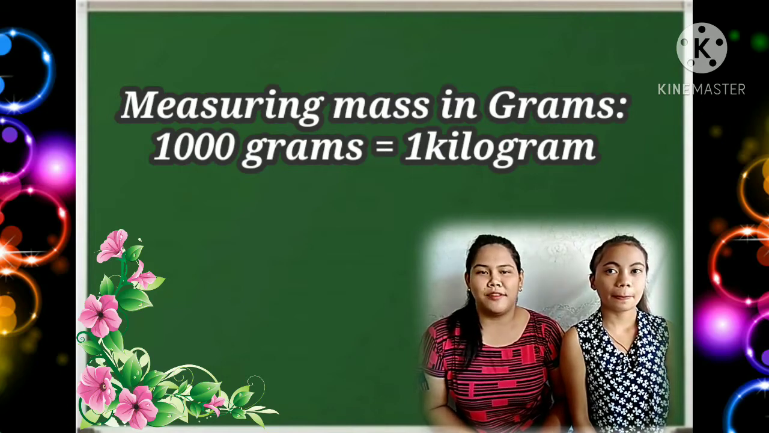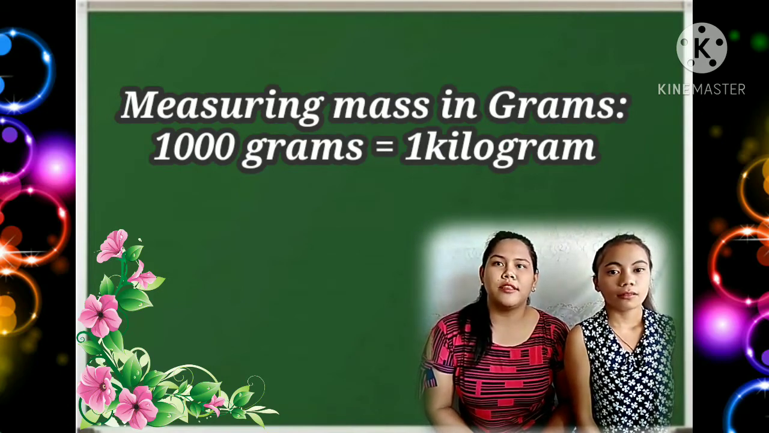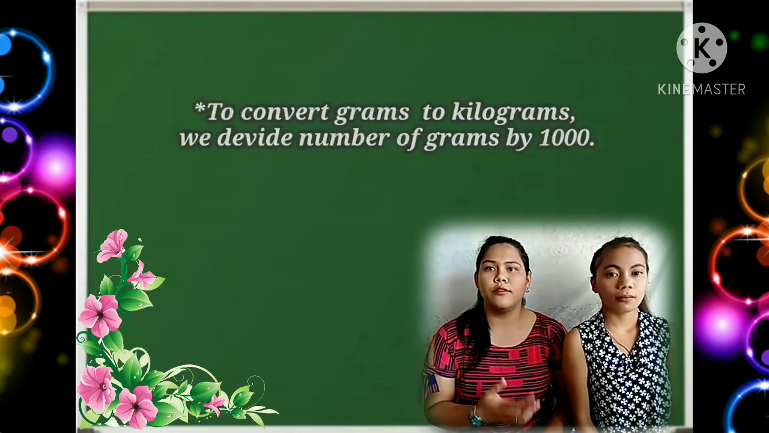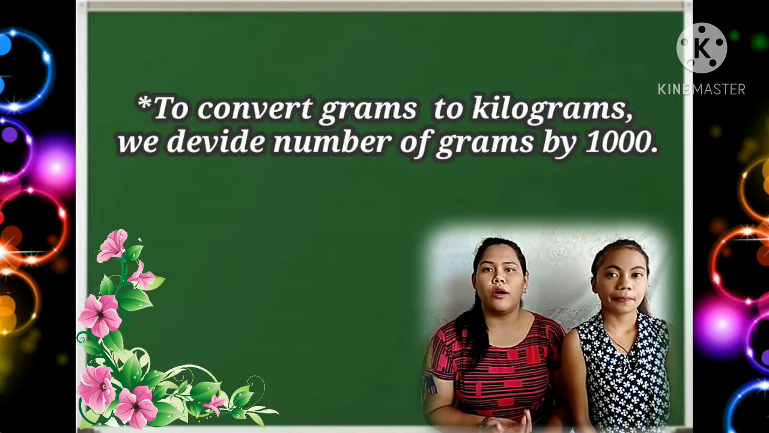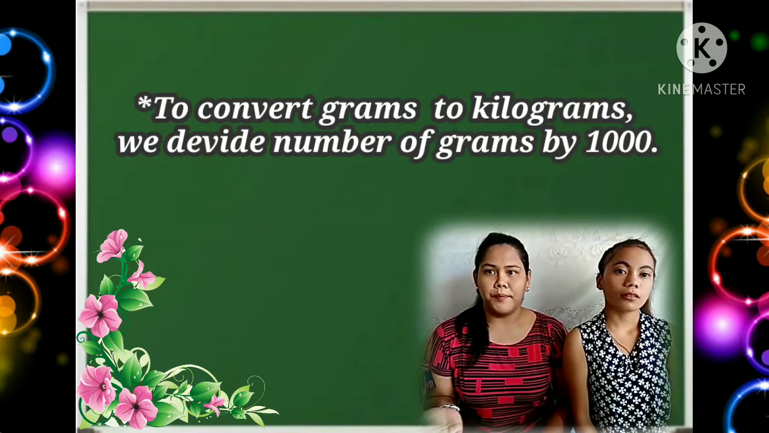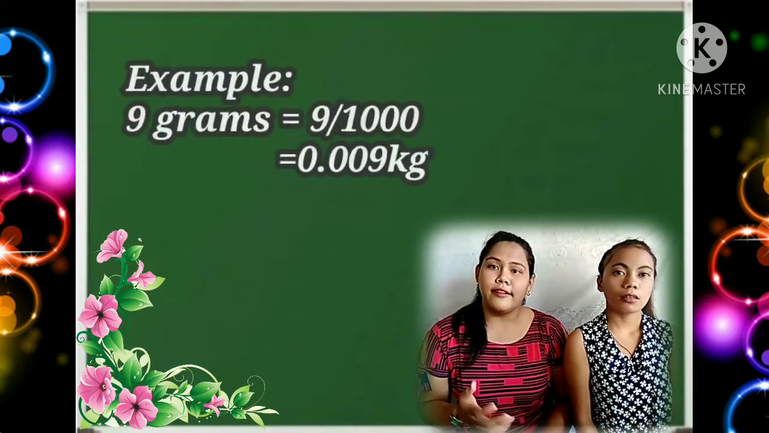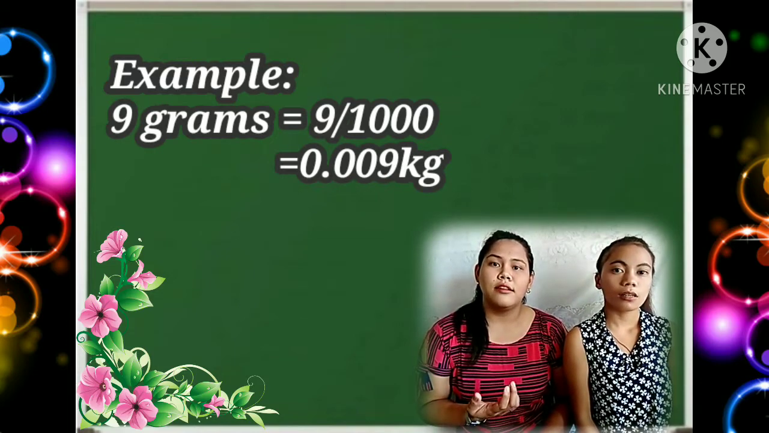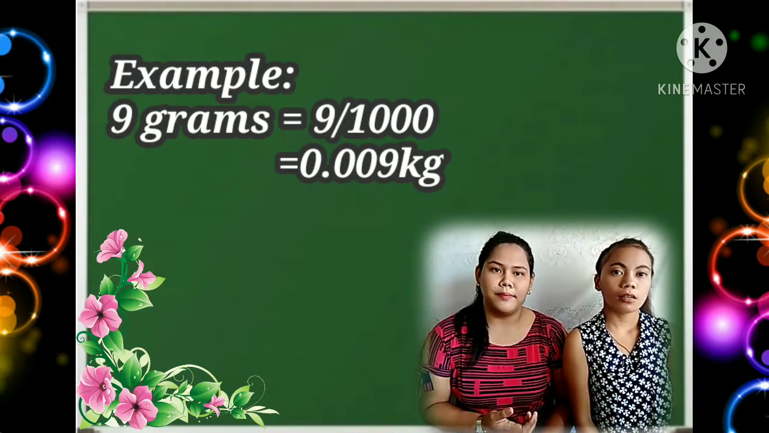Measuring mass in grams. 1,000 grams is equivalent to 1 kilogram. To convert grams to kilograms, we divide the number of grams by 1,000. Example, 9 grams equals 9 over 1,000 equals 0.009 kilogram.